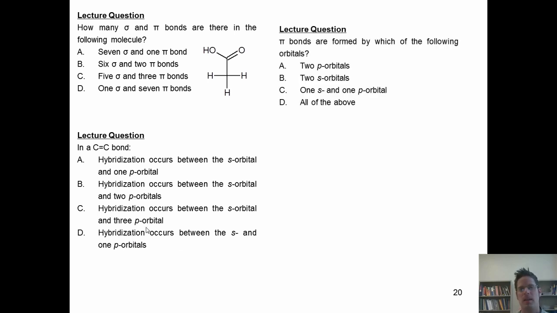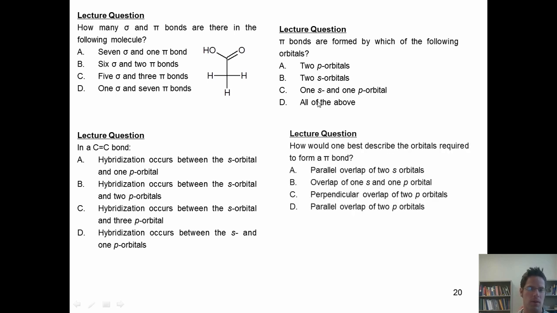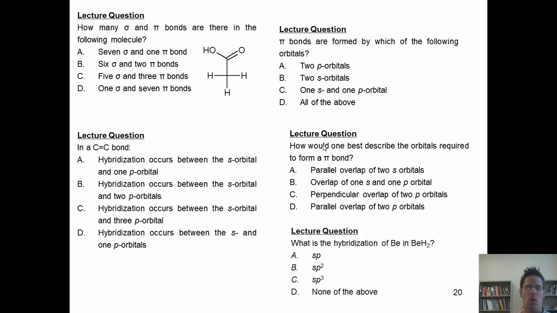Question 3. Pi bonds are formed by which of the following orbitals? Two p's, two s's, one s and one p, or all of the above? Question 4. How would one best describe the orbitals required to form a pi bond? Parallel overlap of two s orbitals, overlap of an s and a p, perpendicular overlap of two p's, or parallel overlap of two p's? And question 5. What is the hybridization of beryllium in the molecule BeH2?